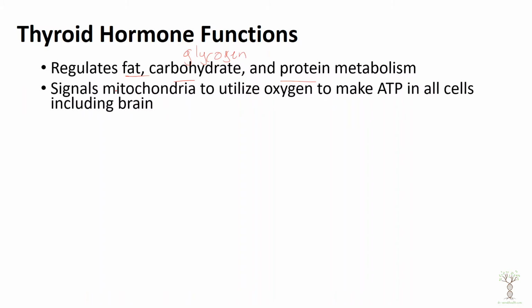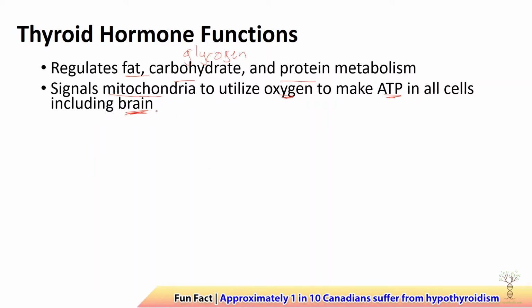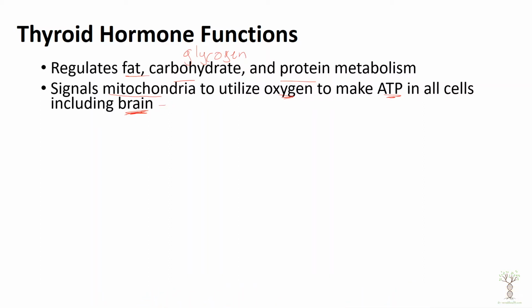Thyroid hormones tell the mitochondria to use oxygen to help us make ATP in all cells, including the brain. So having low thyroid hormones would affect cognitive abilities like learning, thinking, being able to concentrate, as well as mood. Thyroid hormones help us metabolize vitamins. Vitamins act as coenzymes in chemical reactions.